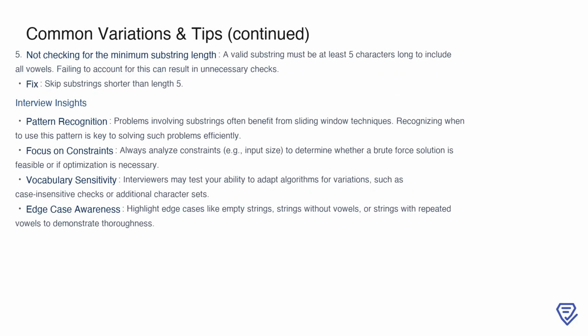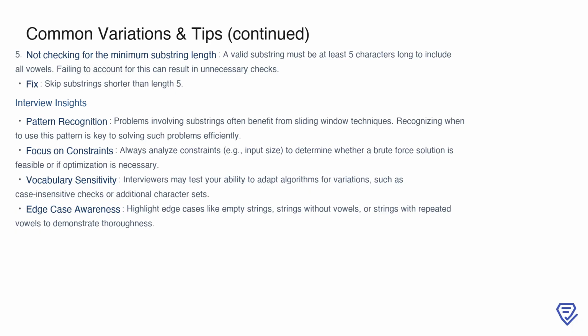Another point to keep in mind is the minimum substring length required. A valid substring must be at least 5 characters long to include all vowels. Failing to account for this can result in unnecessary checks and wasted computations. To avoid this, you can safely skip any substrings shorter than length 5.